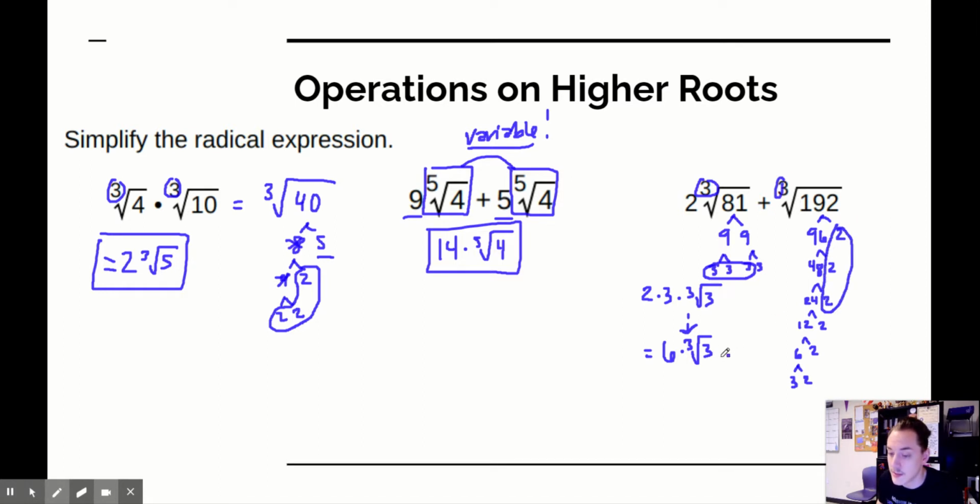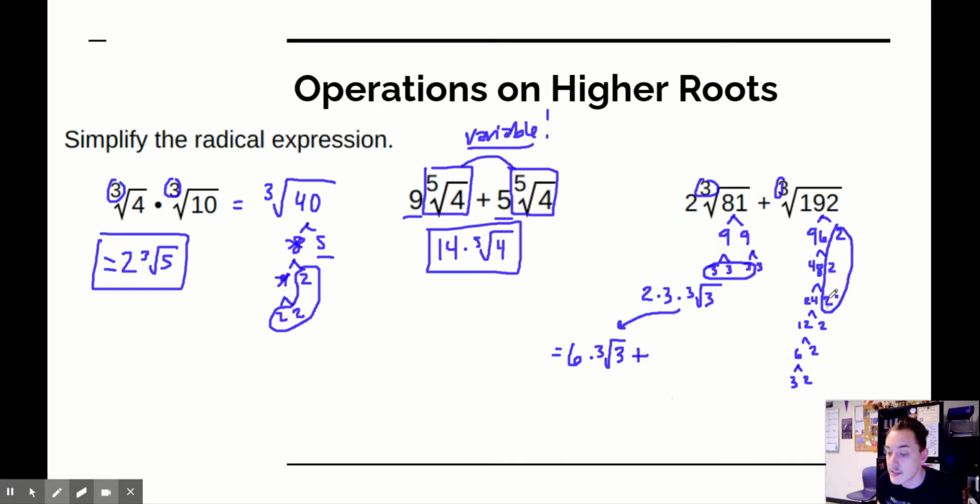So this is going to be plus, and then I'm going to do it underneath here. Actually, let's erase this. I want more room. I don't want to confuse you guys. So this is actually 6 times the cube root of 3 plus. Now I want to erase that. I don't want to confuse you.